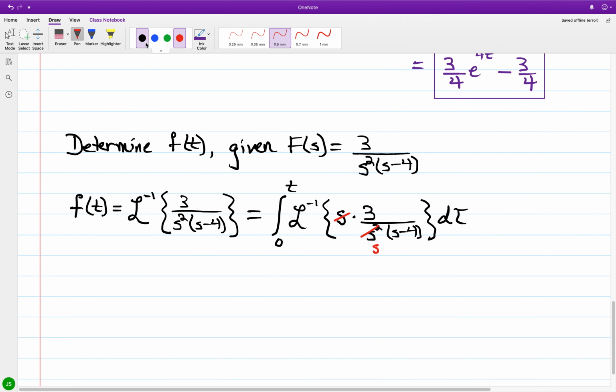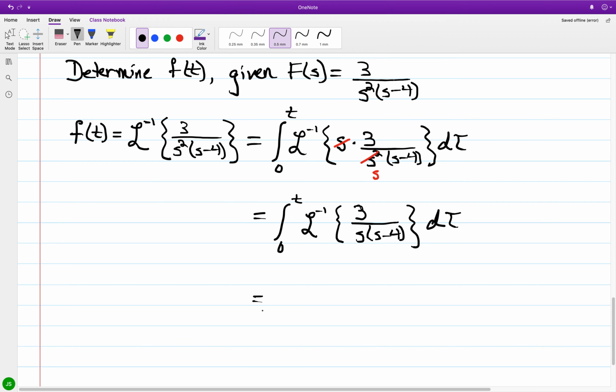I'm just going to work down. So I'm going from 0 to t. I have the inverse Laplace transform of 3 all over s times the quantity of s minus 4. Now, to an extent, we are reducing the amount of partial fraction decomposition, but it doesn't necessarily eliminate the requirement. It just lessens the number of terms involved.